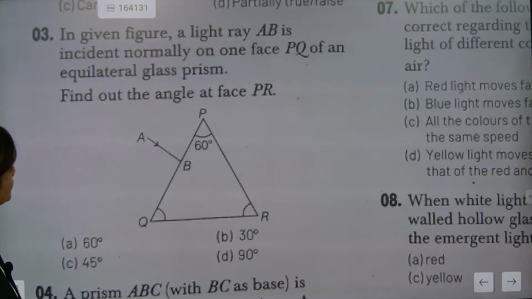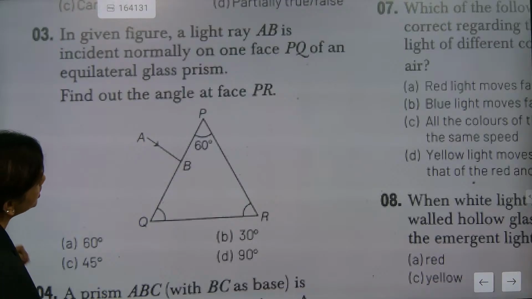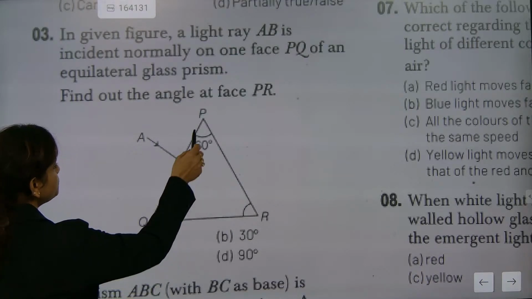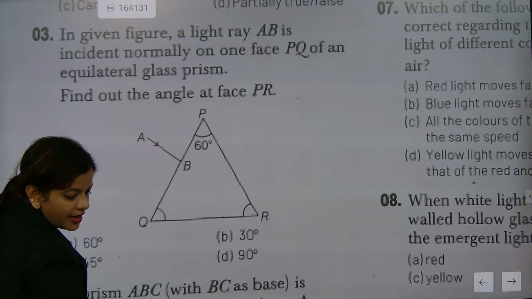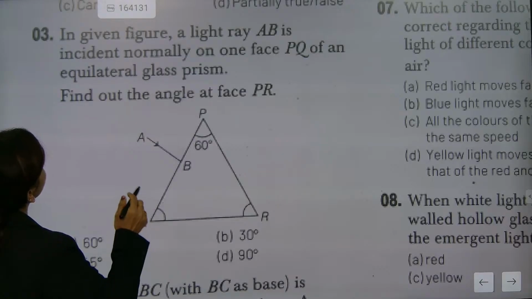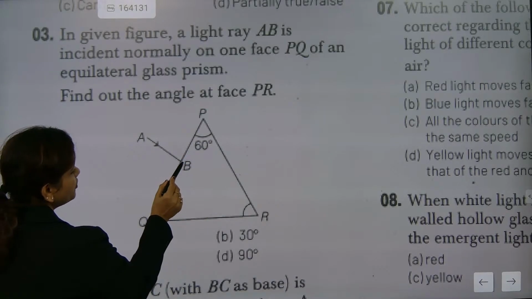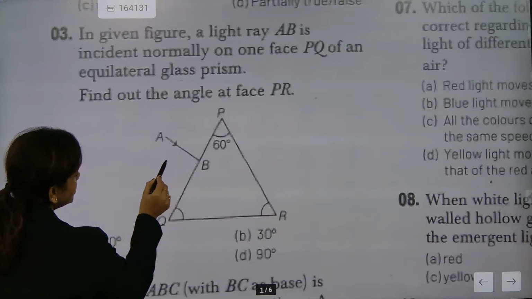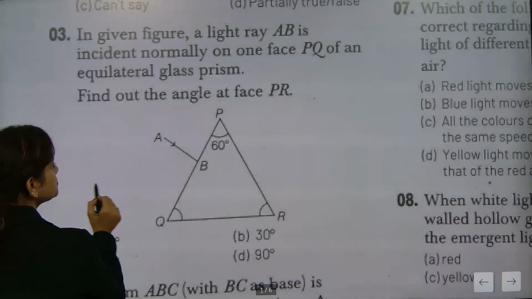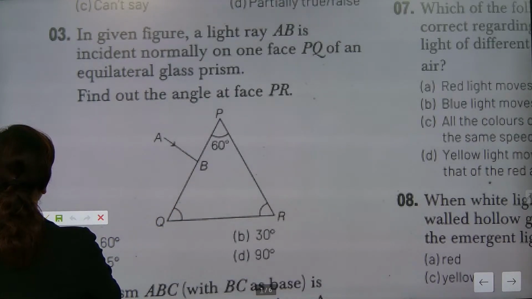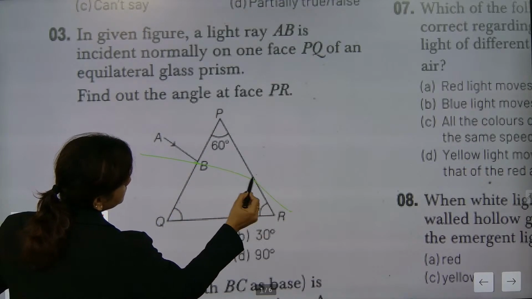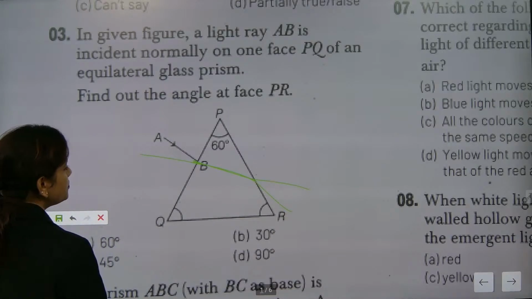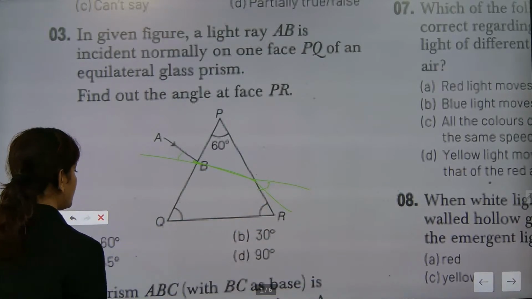Very good. Sanjay has given the answer as A. See, in the given figure, the light ray AB is incident normally on face PQ. It is an equilateral triangle, so the angle is 60 degrees. All angles are coming as 60 degrees. Now, find out the angle at face PR. Definitely, if it is making some angles like this, so what can be the angle? Angle of incidence, angle of emergence, what can be the angle?